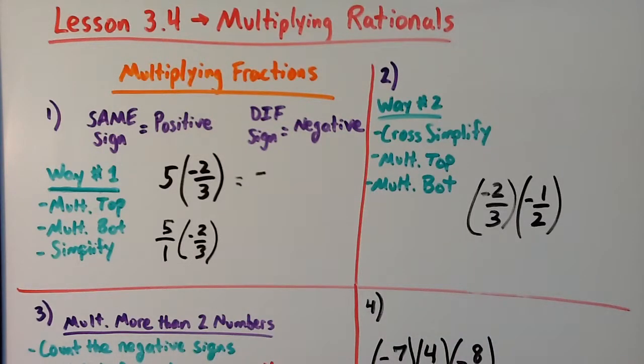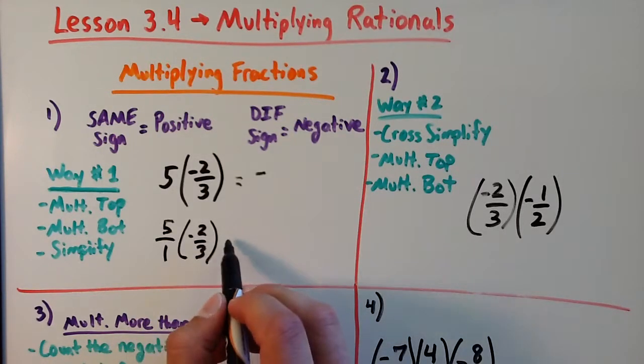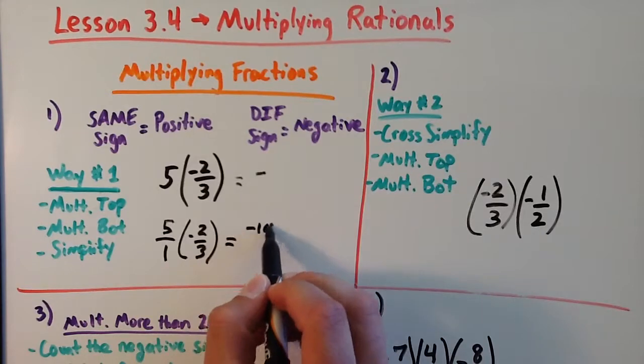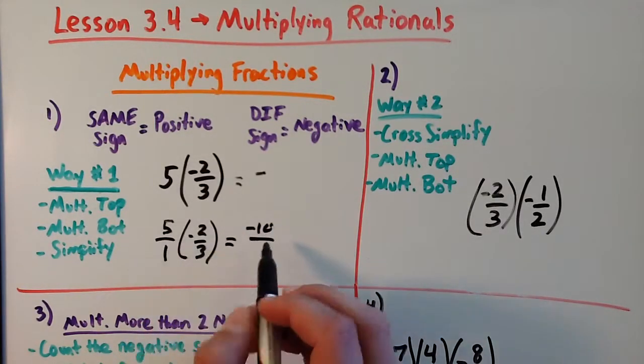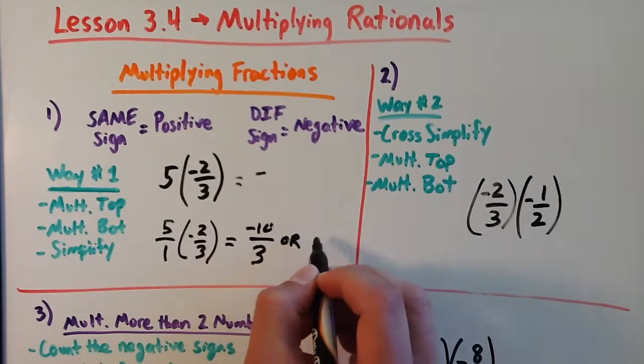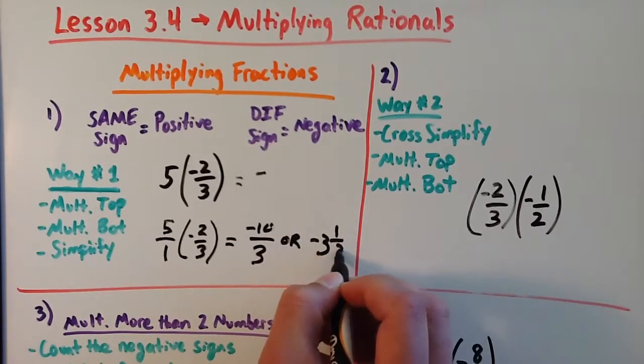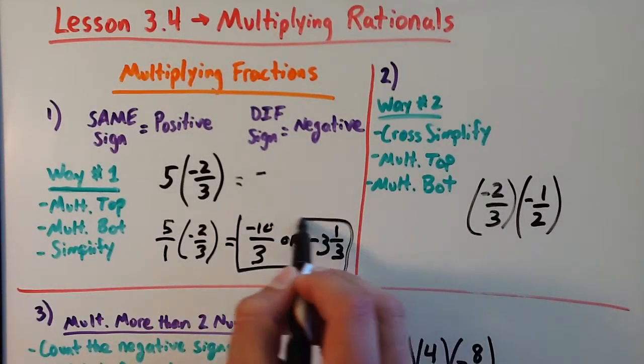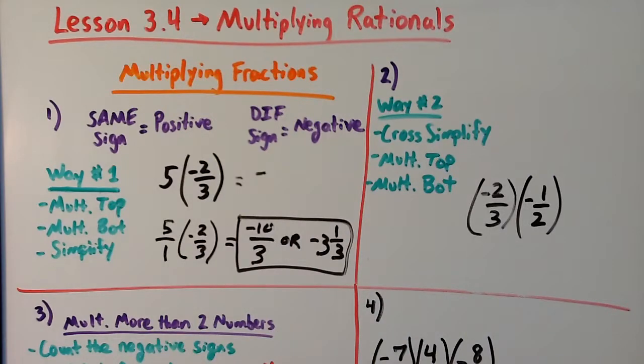Let's multiply the top numbers. 5 times negative 2, that would be negative 10. And 1 times 3, that is 3. So that would be my answer, negative 10/3, as an improper fraction. If I make this a mixed number, this would be negative 3 and 1/3, right? So either of these would be my answer, negative 10/3 or negative 3 1/3.